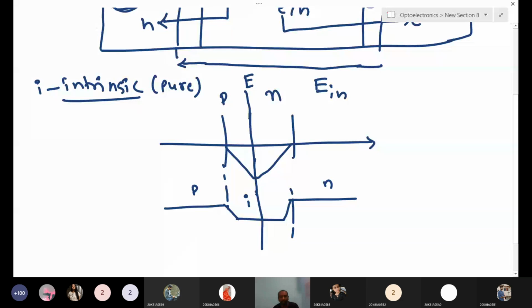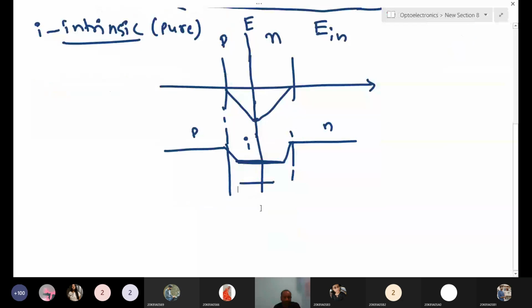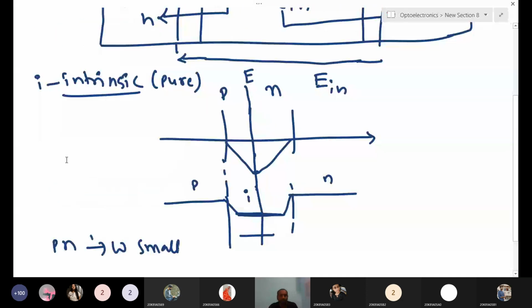But in the PIN, what is happening here? The electric field is extending throughout the I layer, and the depletion width is also higher. I am writing here: in the PN photodiode, the depletion width is smaller. I will compare them.